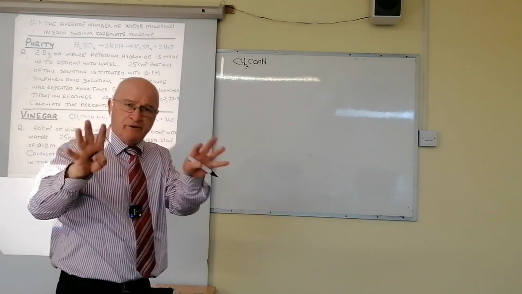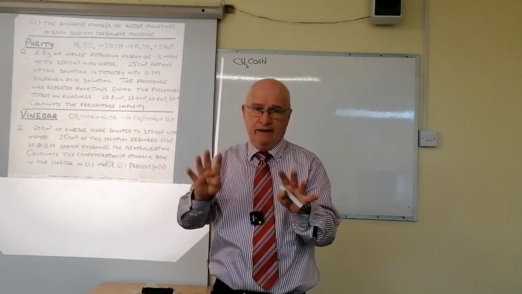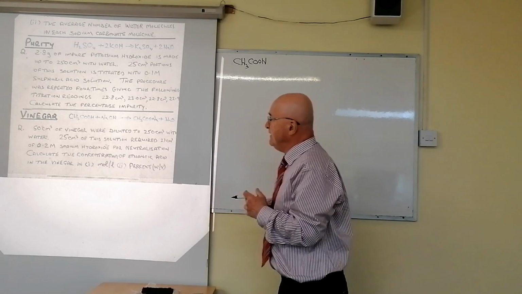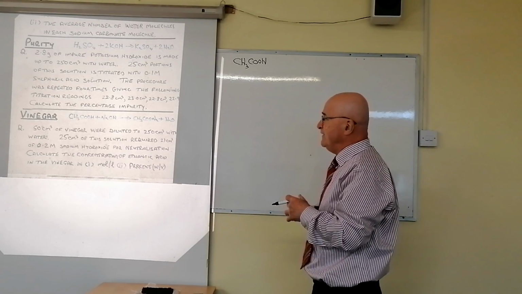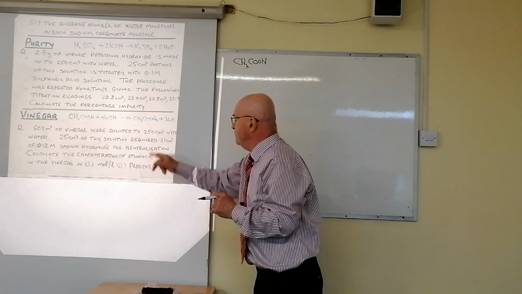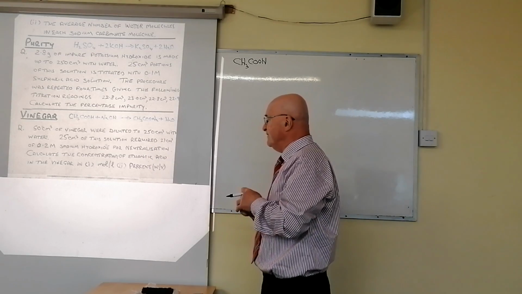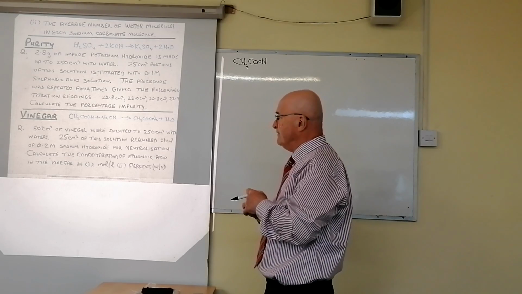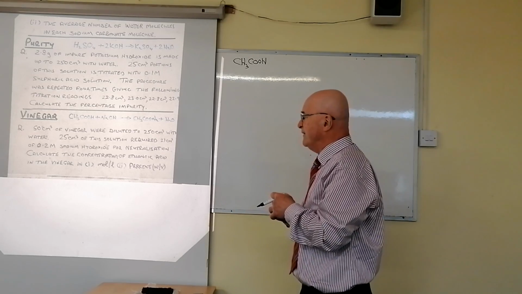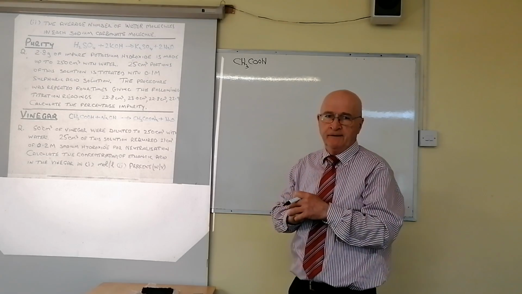I just changed it for a bit of variety so that you're able to adapt. And it's very important you can adapt. This one here then: 50 centimeters cubed of vinegar were diluted to 250 centimeters cubed with water. 25 centimeters cubed of this solution required 21 centimeters cubed of 0.2 molar sodium hydroxide for neutralization.